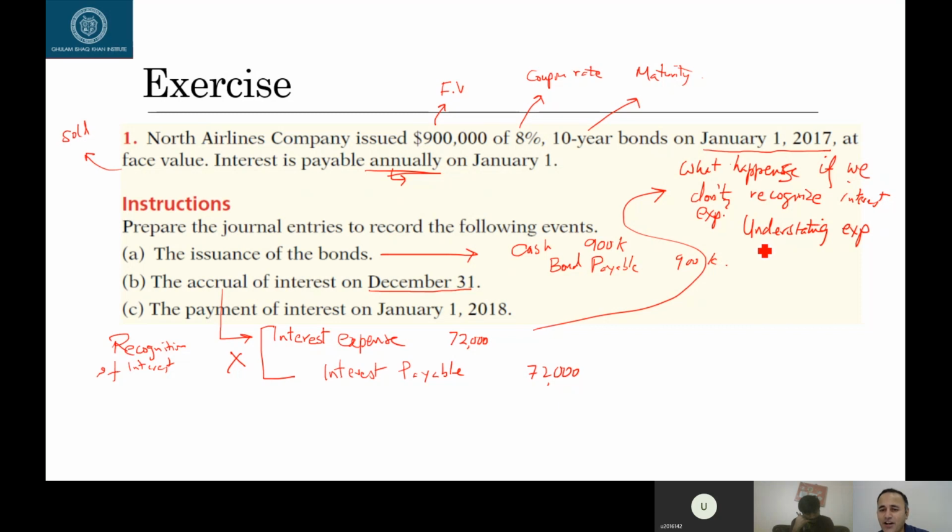And how did I incur it? I utilized somebody else's money for 1 year, for which I need to pay them for 1 year as an interest expense. So I have to recognize it. It means I have to make an accounting entry. If I do not do that, I'm understating my expenses.